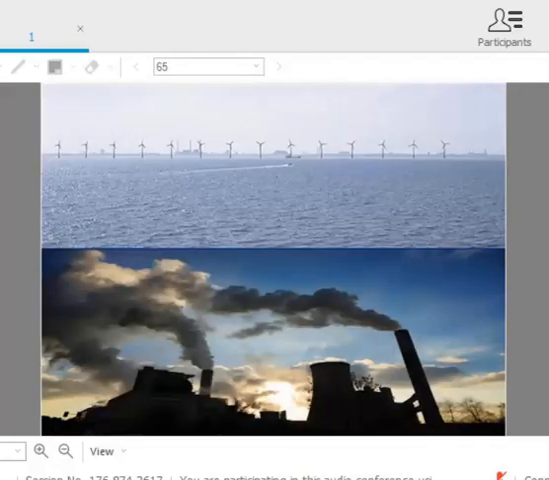So like this, the below picture shows the thermal pollution, COx, SOx, and air pollution, and then you can see here a very neat, clean environment by wind energy. You can identify the difference in the pictures clearly. Okay, so that's all for today's lecture.